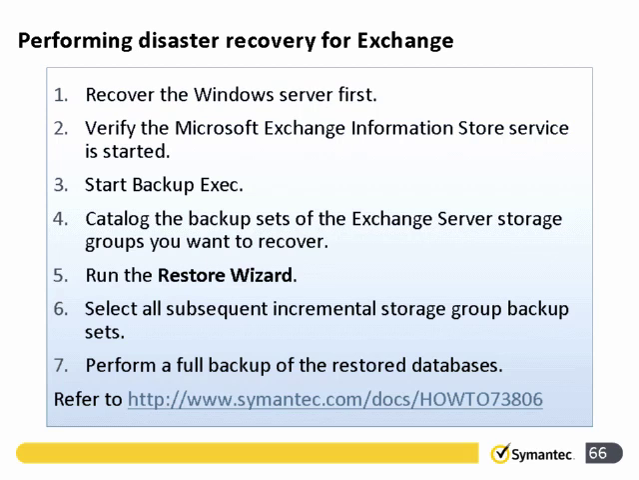If needed, I can catalog the Backup Exec sets, the backup sets that are needed to recover. If this was just the Exchange server that went down, those should already be recovered. Then you can run the restore wizard and select all the storage groups that you wish to recover, and now I can do a full backup of those restored databases. How-to 73806 walks you through all of the steps for this recovery.